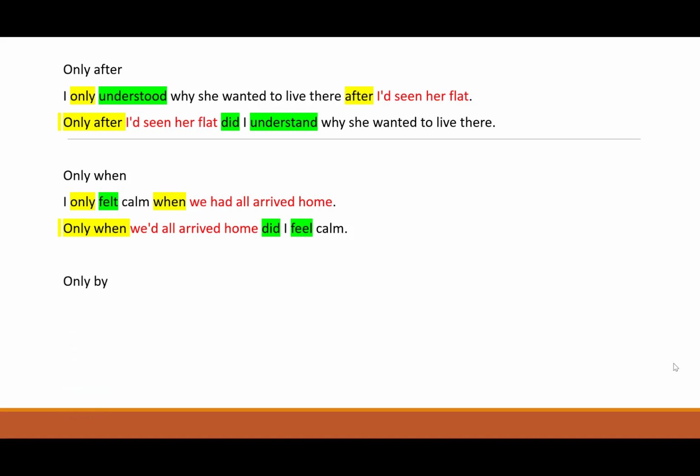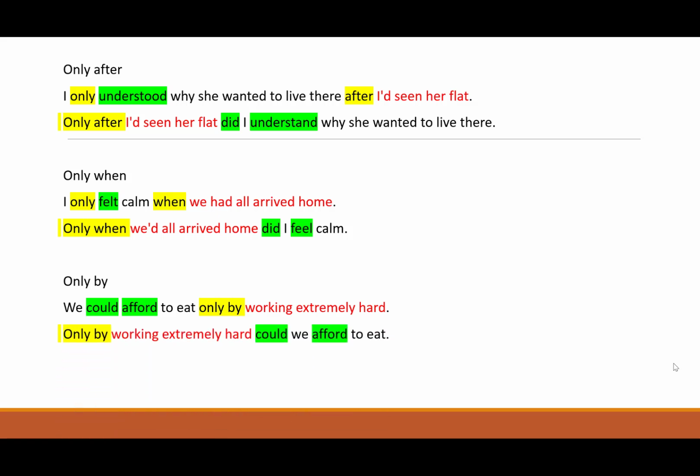Only by. Look at the example. We could afford to eat only by working extremely hard. When you put this into inversion, you take the adverbial first, followed by the second part of the sentence. Therefore, the result is only by working extremely hard. Then, the first part of the sentence is put into interrogative pattern. Could we afford to eat?